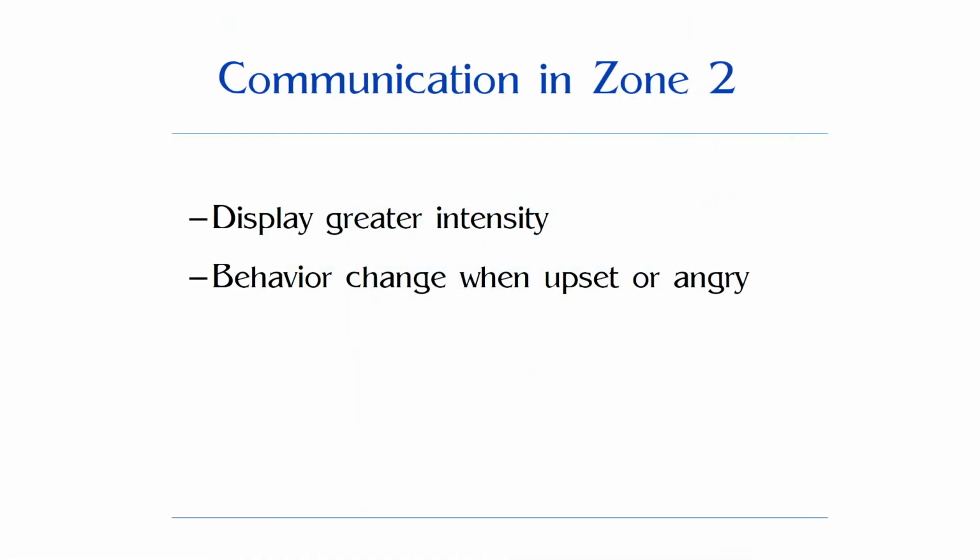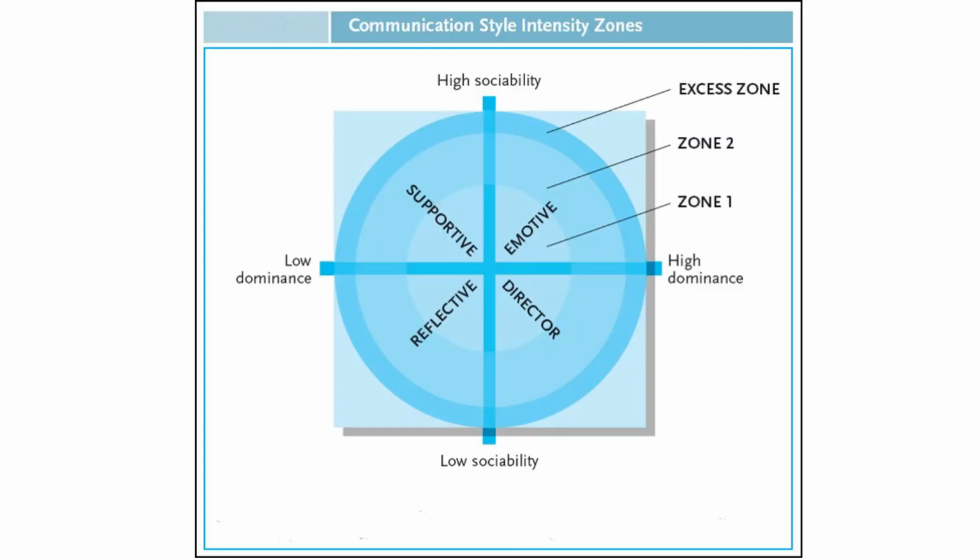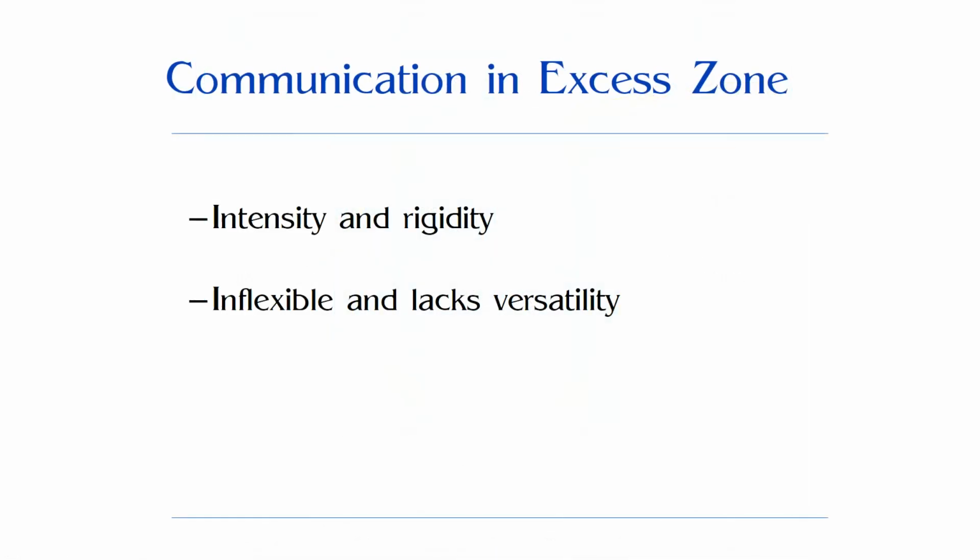Again, they display great intensity and behavior change when they're upset or angry. It's obvious, you'll see what style they are. And the last one, a little bit more obvious certainly, and a nicer circle also. Excess zone. So in the excess zone, someone is intense, rigid, inflexible at all stages, and lacks versatility.